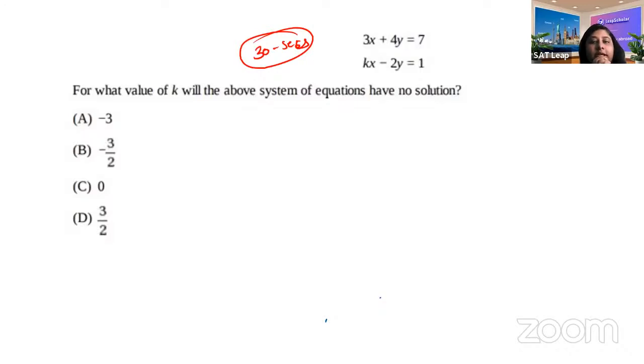This time you have two linear equations and they are saying this system of equations has no solution. This is one of the very common, frequently asked questions in SAT. Very simple, if you can understand this.